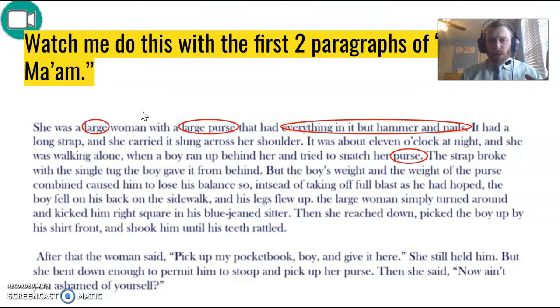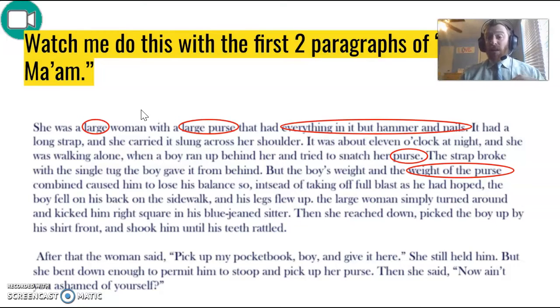The strap broke with the single tug the boy gave it from behind, but the boy's weight and the weight of the purse, there's that purse again. It's heavy. There's a lot in it. Combined caused him to lose his balance. So instead of taking off full blast as he had hoped, the boy fell on his back on the sidewalk and his legs flew up. The large woman simply turned around and kicked him right square in the blue jean sitter.